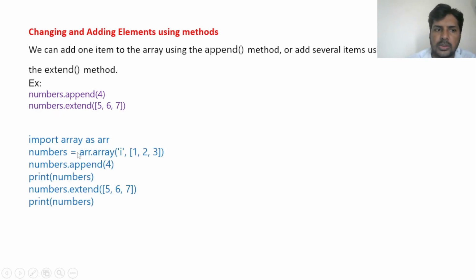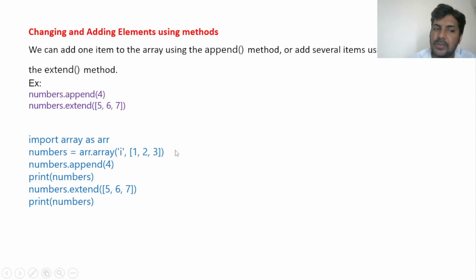Okay, you can see here import array as arr. The numbers I have taken are 1 2 3. Now I have said number.append(4). So 4 will be added after 3. Now if I print, I will get the output 1 2 3 4.